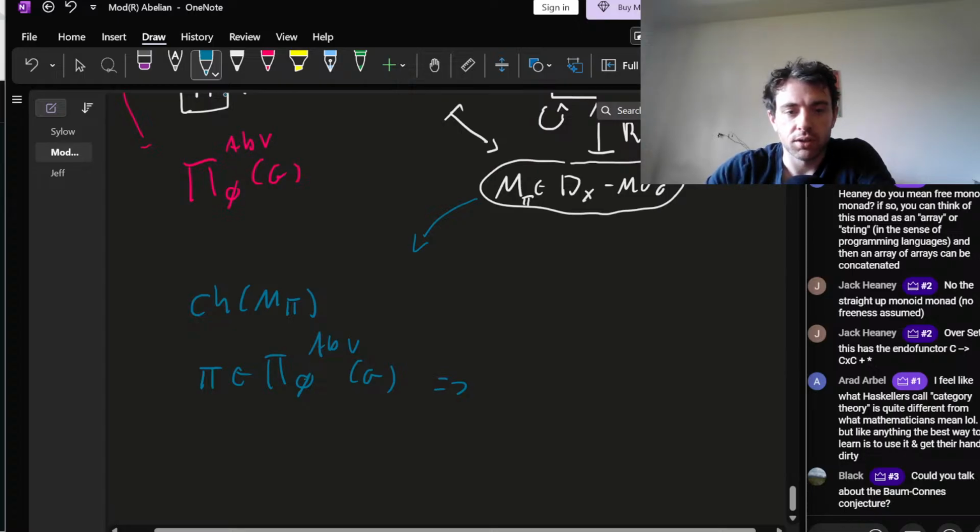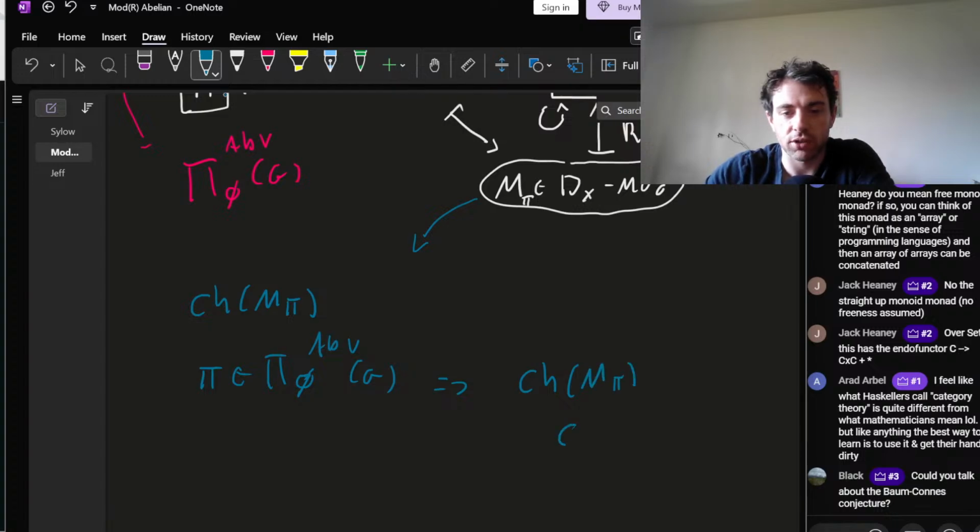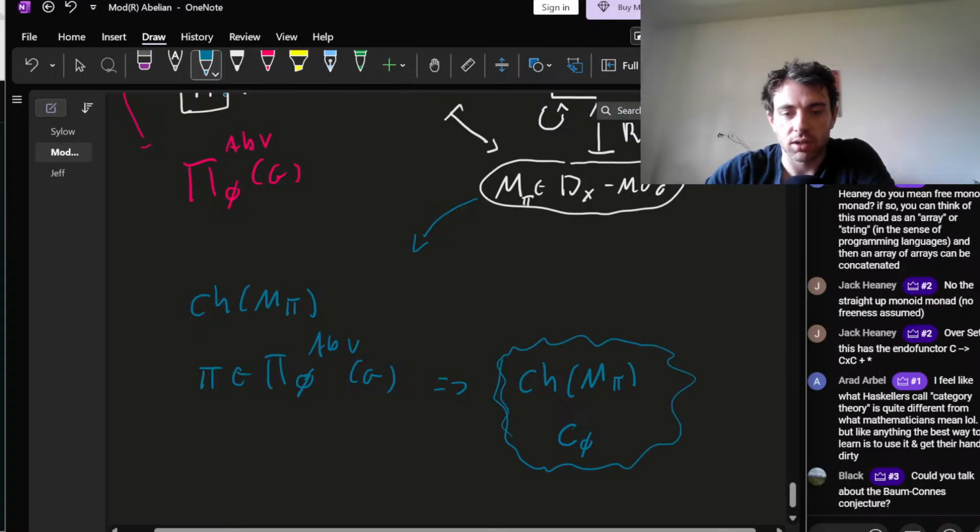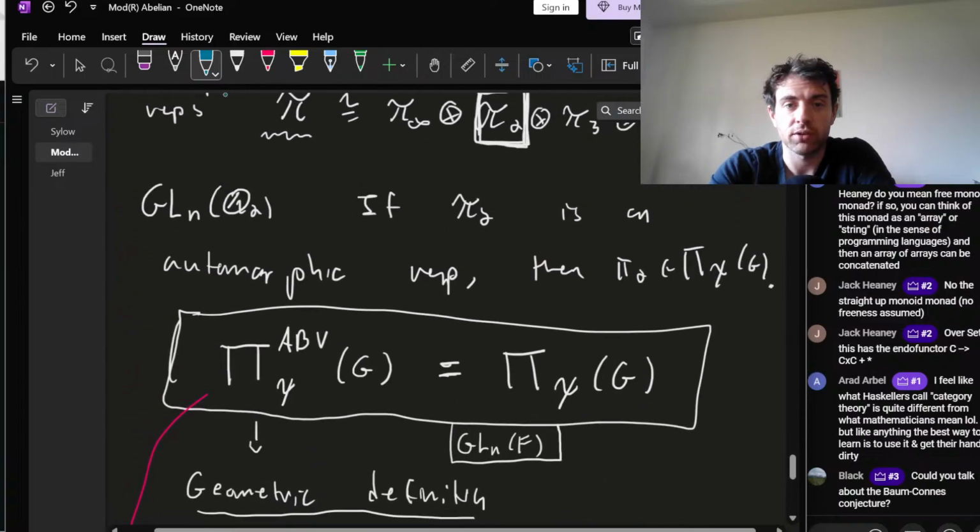The ABV packet, pi will be in it when there's some way to look at the characteristic variety of the corresponding D module and its interaction with this orbit. So yeah, I'm drawing a blank on what the exact way is to formulate it. But here's the whole point.